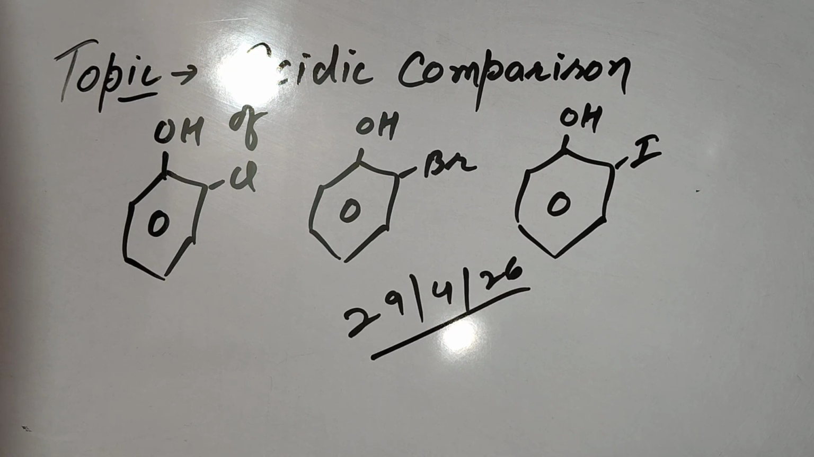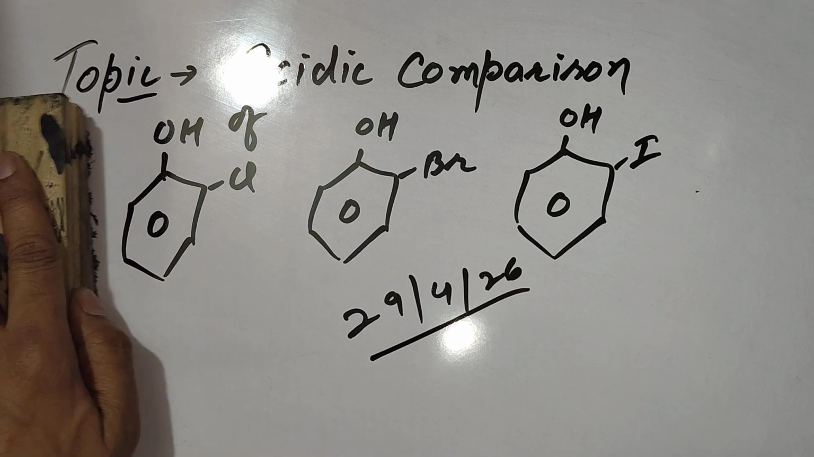Next acidic comparison is this: orthochlorophenol, orthobromophenol, orthoiodophenol. Orthofluorophenol I have not included because it has some different behavior. These three have almost the same behavior, so we can discuss them very easily. But the fluoro case I will discuss separately, so you can understand it very well. Let's compare their acidic nature.